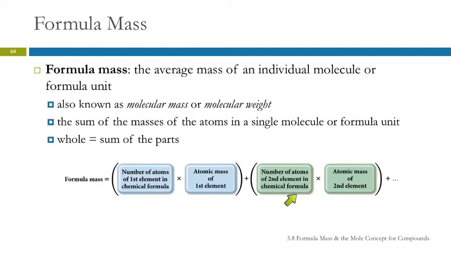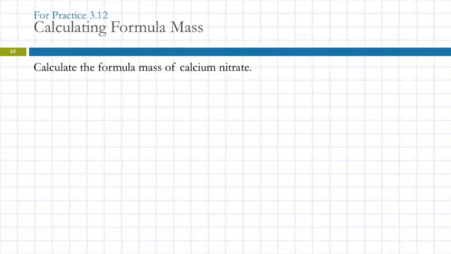So, to make it look complicated, we can do this. It's the number of the first element times the atomic mass of the first element, and then you add the number of the second element times the mass of that element, and you just keep going. So let's do an example. Calculate the formula mass of calcium nitrate.